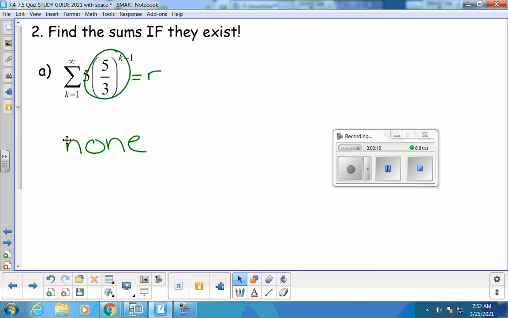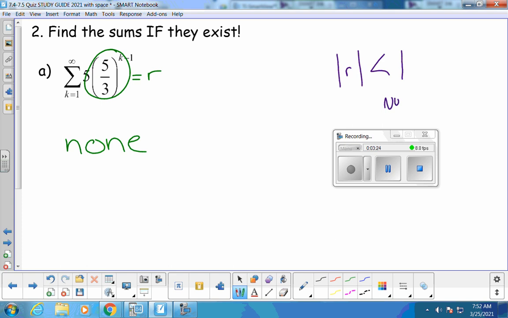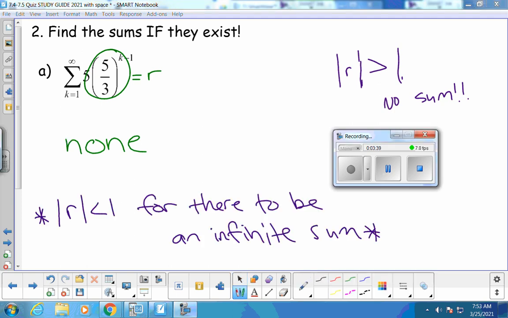Thank you, Natalie. What she basically meant is if the absolute value of r is not less than 1, then there's no sum. It has to be less than 1. Since the absolute value of r is greater than 1, that's why there's no sum. It must be less than 1 for it to have an infinite sum. I wrote this out a little better. The r value must be less than 1 for there to be an infinite sum.